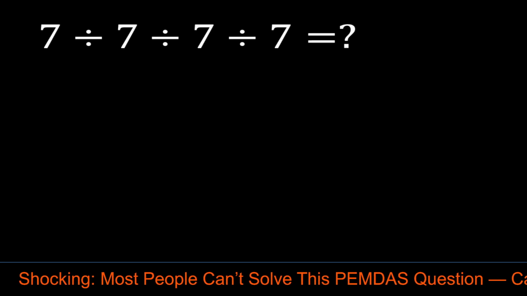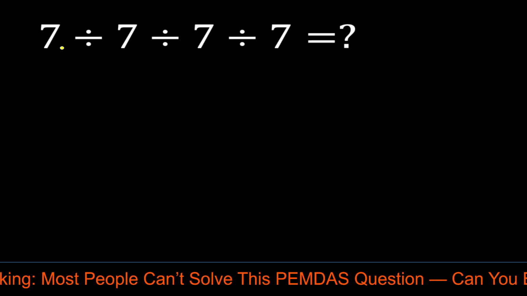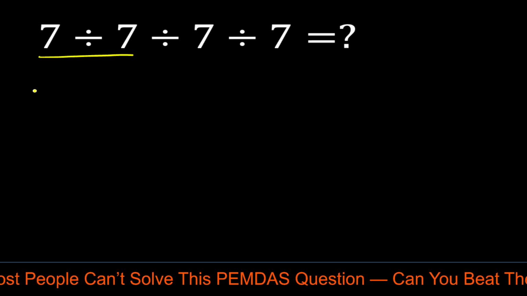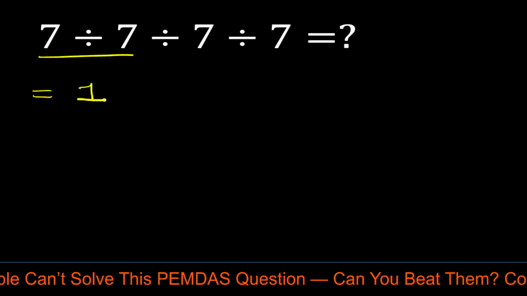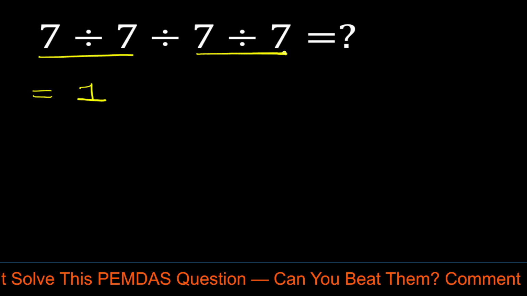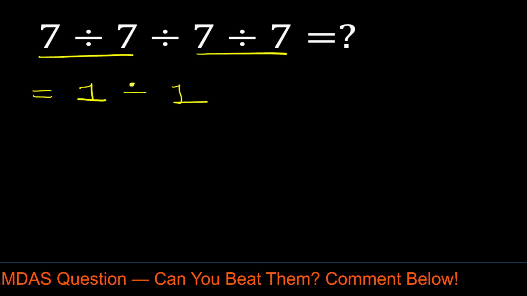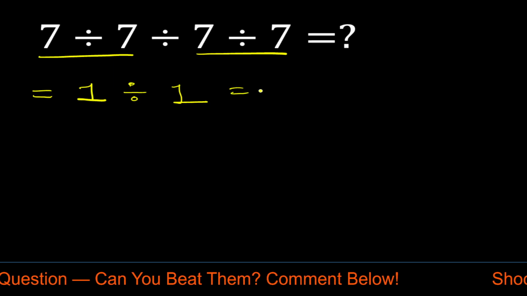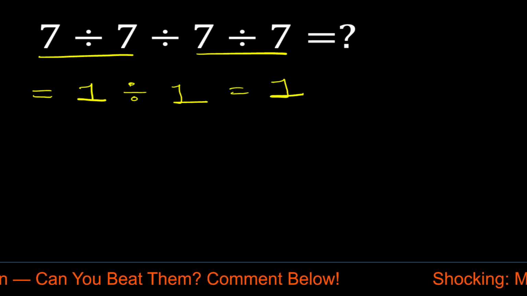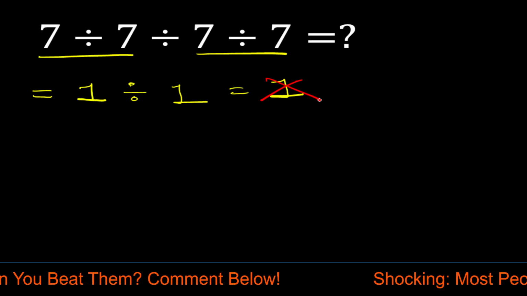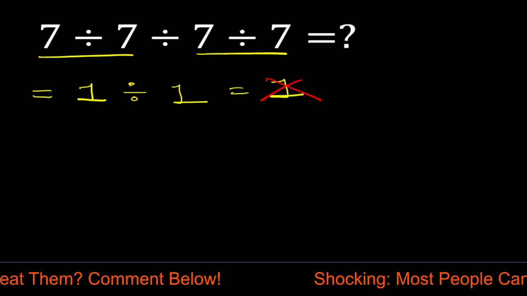So most people solve this question like 7 divided by 7. So 7 divided by 7 is equal to 1, right? Then again 7 divided by 7. So 7 divided by 7 is equal to also 1. Now 1 divided by 1. So 1 divided by 1 is equal to 1, right? But this answer is not correct. This answer is completely wrong.